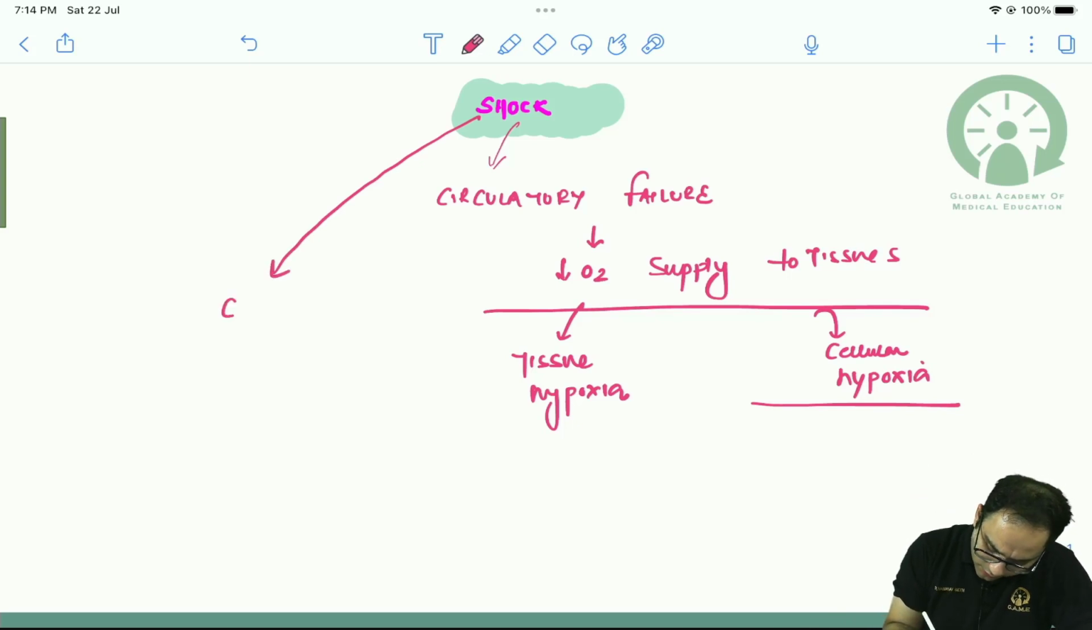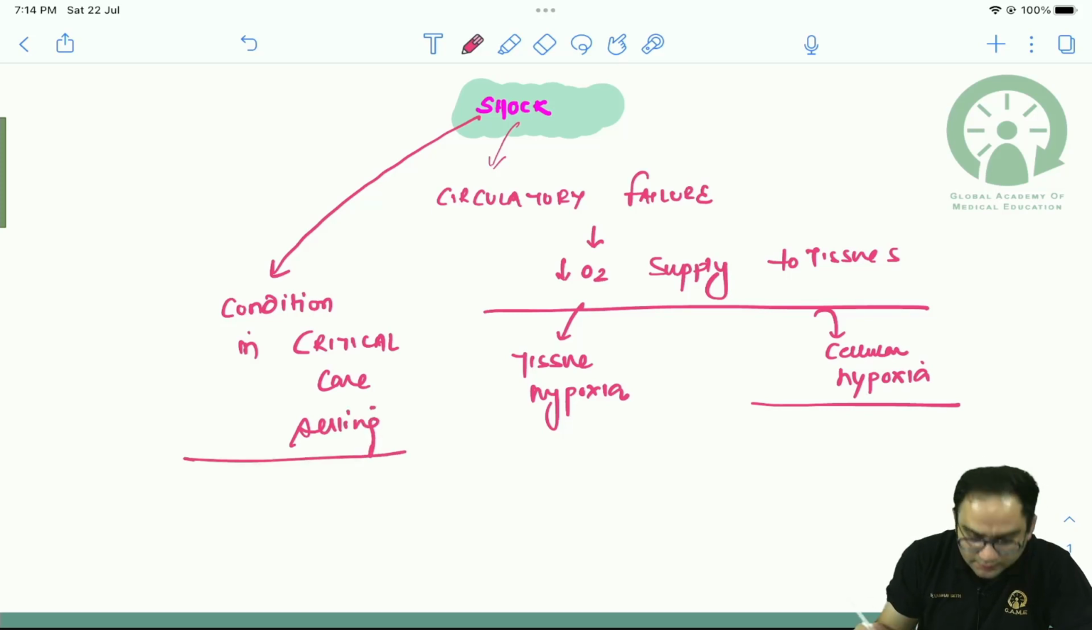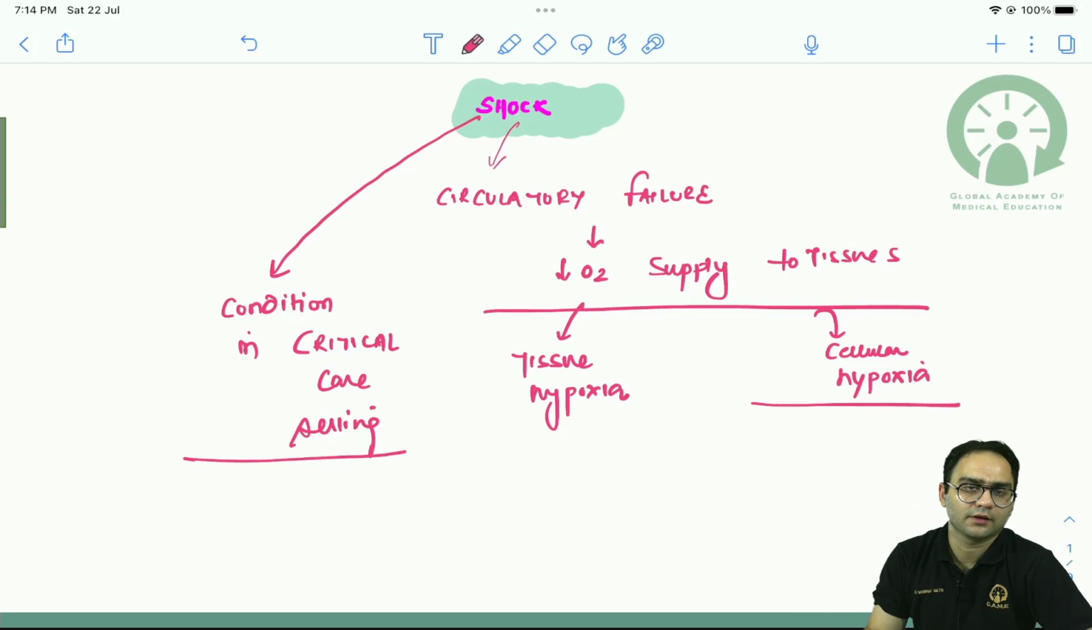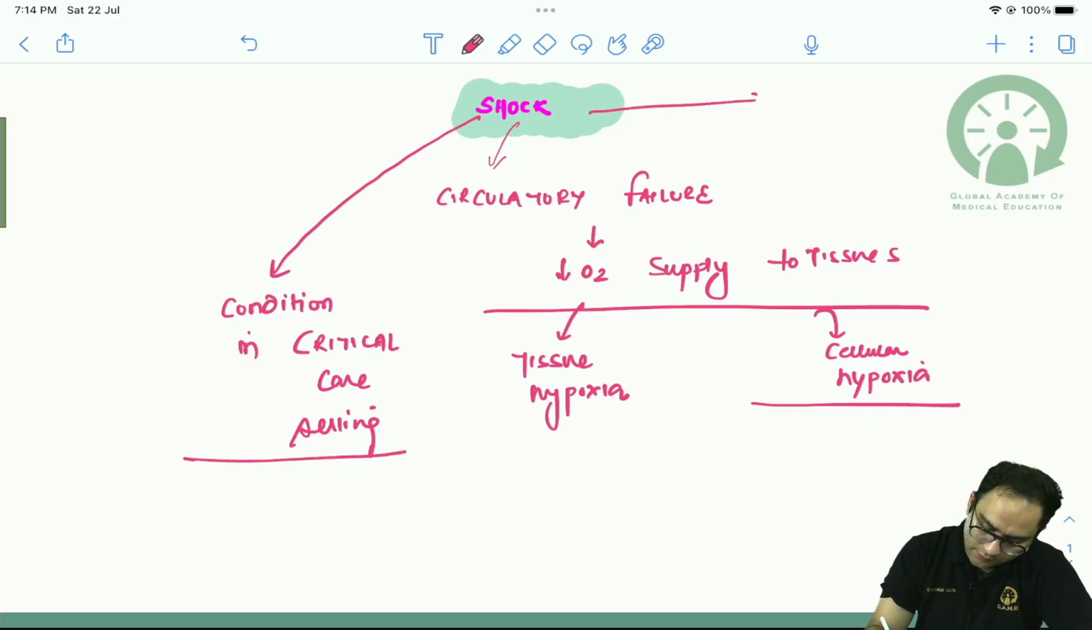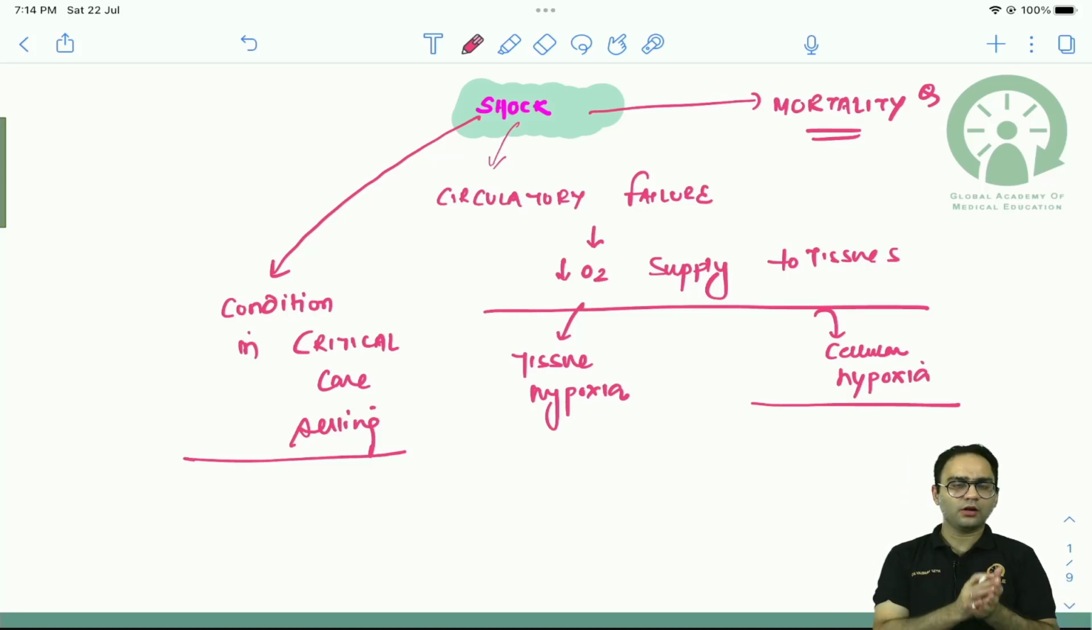It's a very important condition that you encounter in critical care settings, and ultimately if shock is not recognized properly, it can give rise to mortality, right? So from shock, what you have to remember is what the different types of shock are and what the hemodynamic alterations are that you see in patients of shock, right?